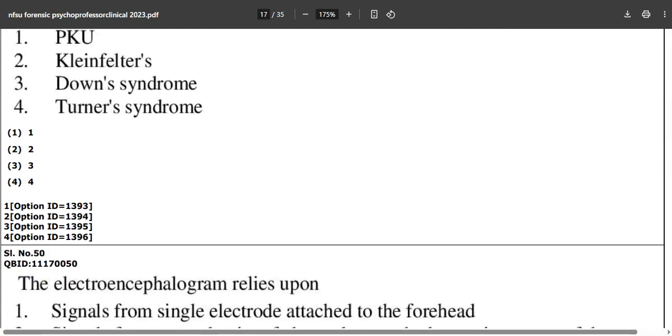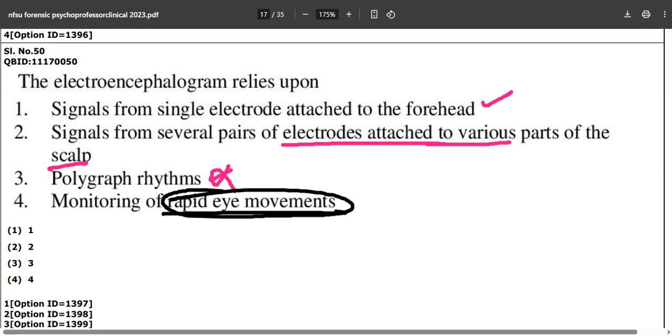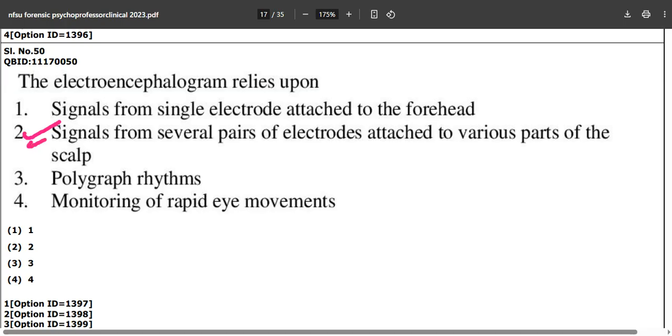Now moving forward to question number 50. The electroencephalogram relies upon: signals from a single electrode attached to the forehead, signals from several pairs of electrodes attached to various parts of the scalp, polygraph rhythms, or monitoring of rapid eye movements. This last one will be done in the EMG, I guess. And electroencephalogram, EEG: what is cephalo standing for? Your brain. Electro means you are having electrodes. So there will be signals from several pairs of electrodes, not just a single electrode. So the second option becomes the correct answer.